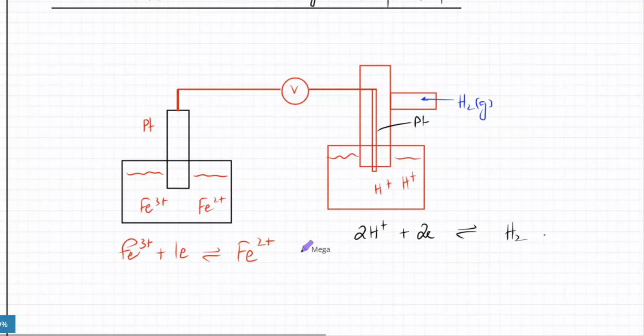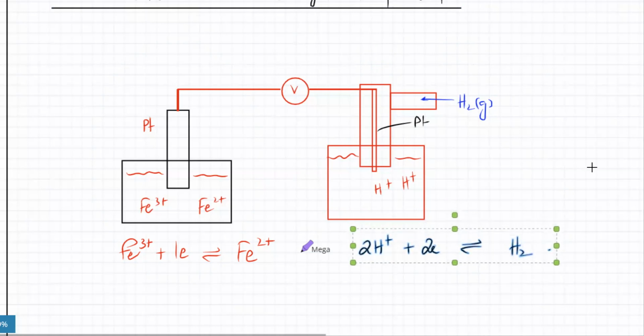And there is one more thing that's important. One second. This entire thing is known as an electrochemical cell.